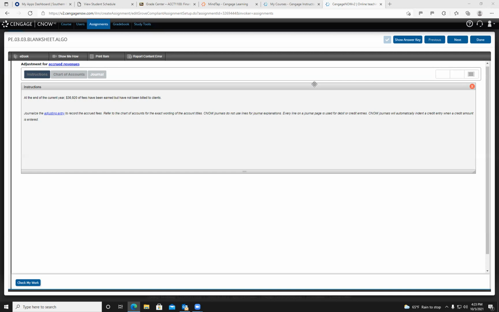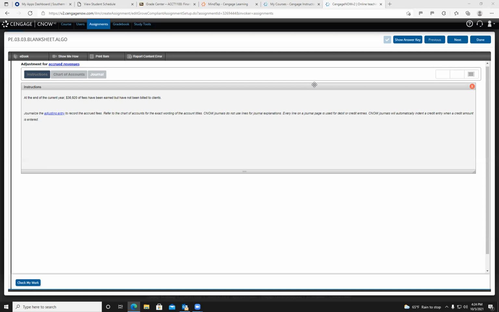So the instructions say at the end of the current year, $36,920 of fees have been earned, but not yet billed to the clients. There are going to be some situations where you may not have billed the client yet. So you may have an agreement where you provide services for a client and bill them every 30 days. But if the agreement began on the 15th of every month, then you would only bill them on the 15th of every month, which means halfway through every month, you're going to close out an accounting period.